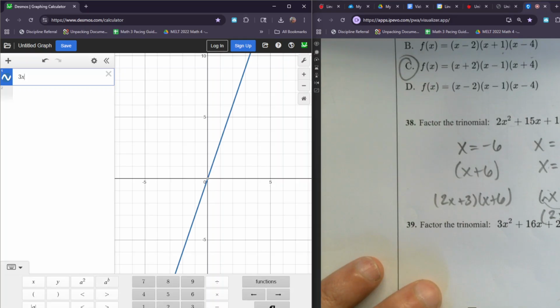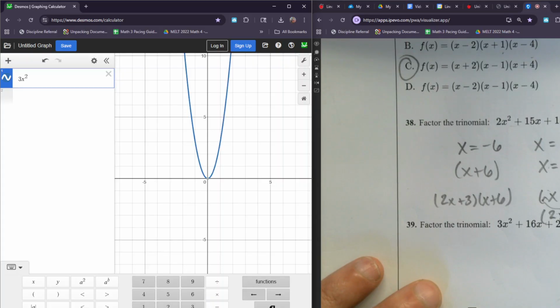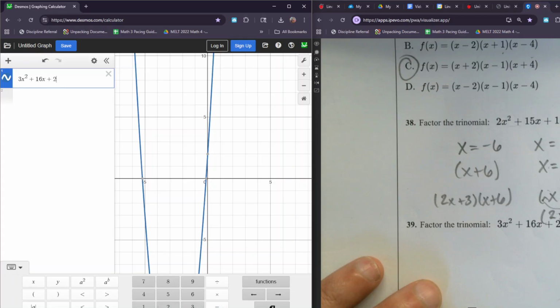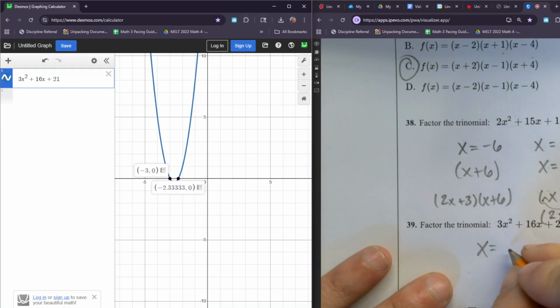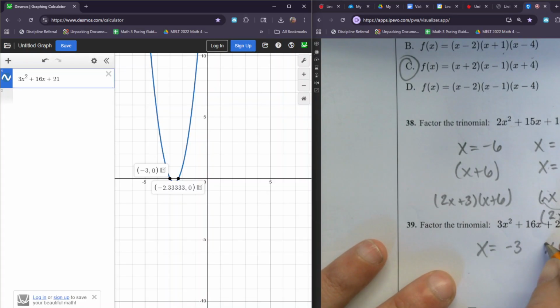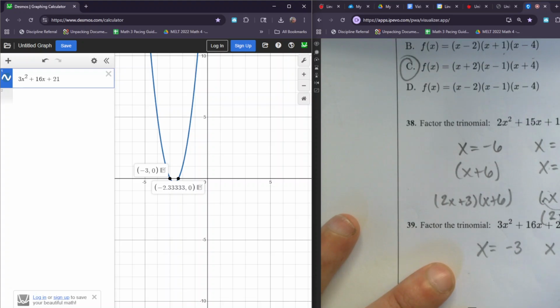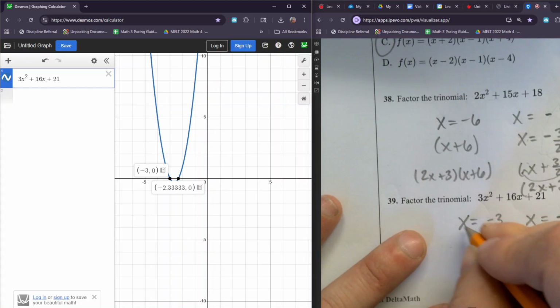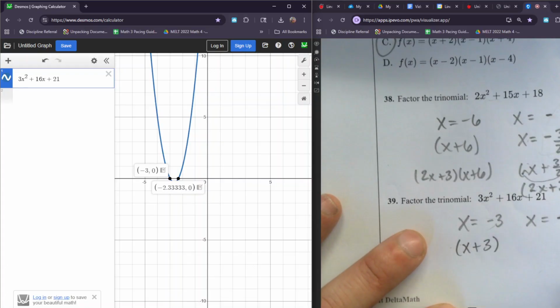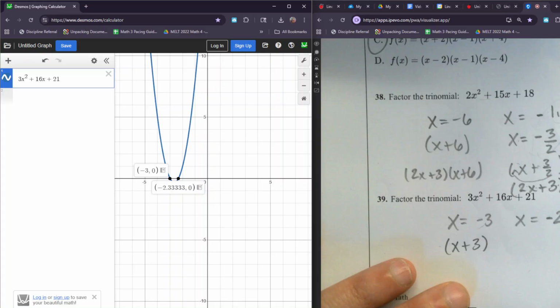So going to the next one, 3x squared plus 16x plus 21. Okay, so I know it's x equals -3. Now here's one that's got a repeating decimal, so I'm going to show you how to do that. I showed you guys earlier, but sometimes it's easy to forget stuff. All right, so if I take this and make a factor out of this is easy. That's x plus 3. This guy here, let me show you how to do it real quick.